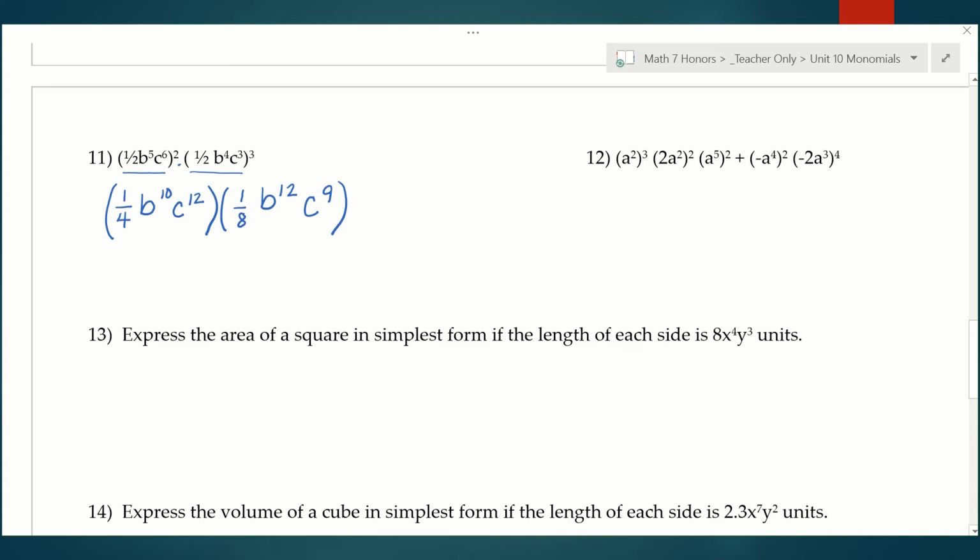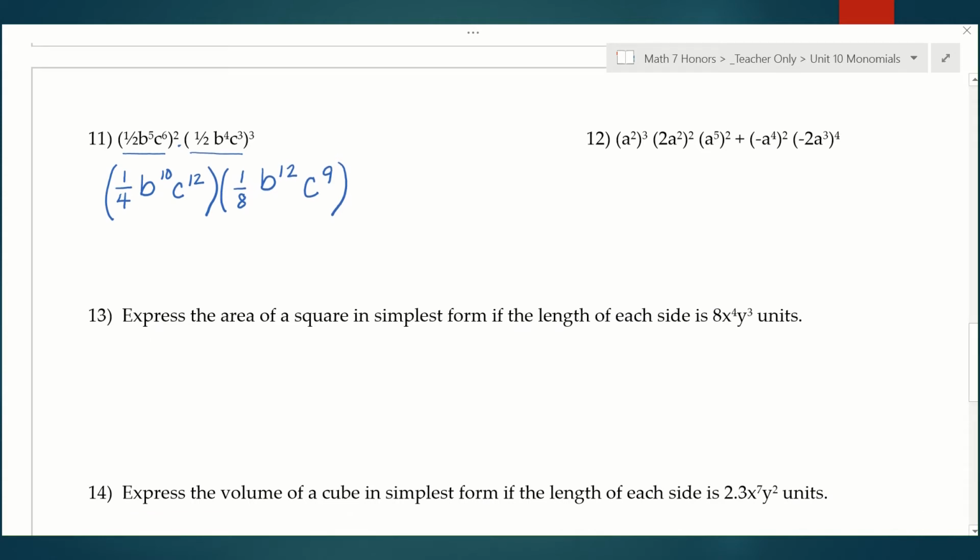Okay, now we're ready to multiply these two monomials together. So we're going to start by multiplying our coefficients. 1 fourth times 1 eighth is 1 over 32. And remember, when we multiply, we add our exponents. So b to the 10th times b to the 12th is b to the 22nd. And c to the 12th times c to the 9th is c to the 21st. That's my final answer. This is another one where maybe you like this better. It's just another way to write it.